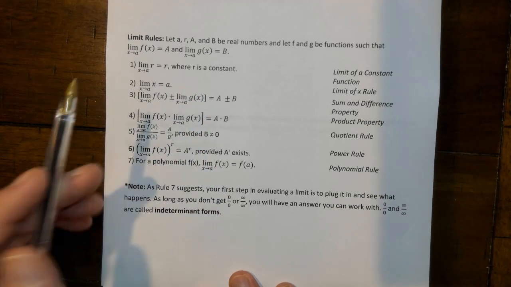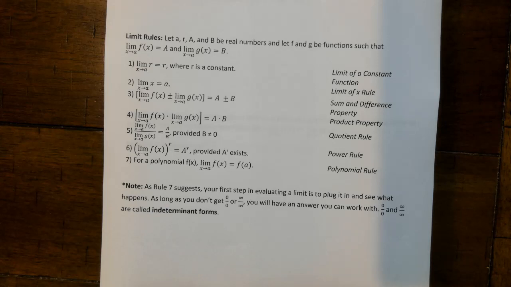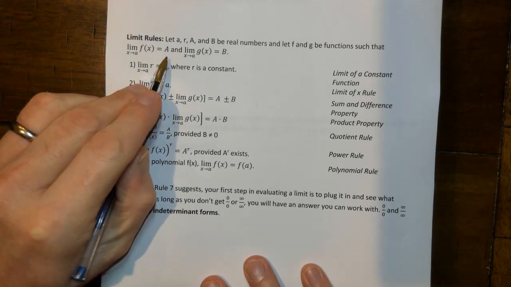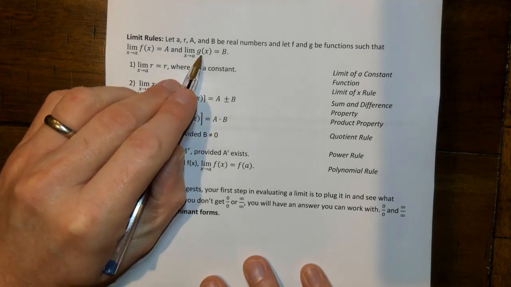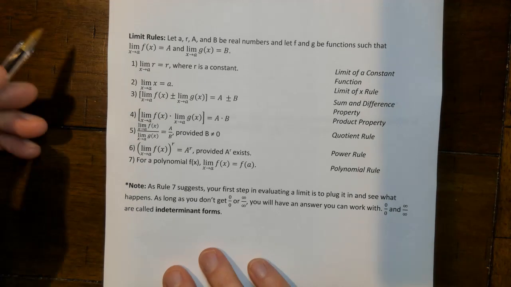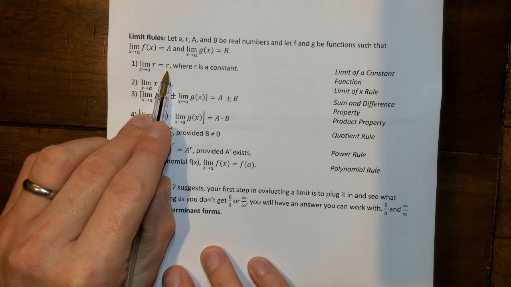Let A, B be real numbers, and let f and g be functions such that as x approaches a, f of x approaches A, and as x approaches a, g of x approaches B. So we have functions going into a value, and their limits exist. Okay? If you have a constant function, that limit's just going to be that constant.